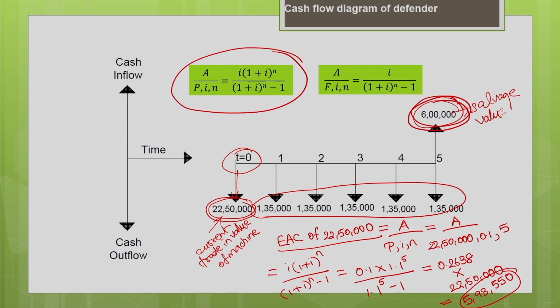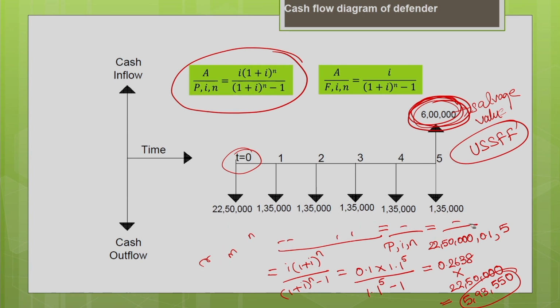So, you can do it by two approaches. As I told you, you can use a uniform series sinking fund factor and convert it into equivalent annual cost, or you can find the present worth of this future salvage value using present worth factor, okay, and then to convert it into equivalent annual cost using uniform series capital recovery factor. So, both these approaches you can use, any one of these approaches you can use. Now, let us calculate using uniform series sinking fund factor approach. So, let us see how to do that.